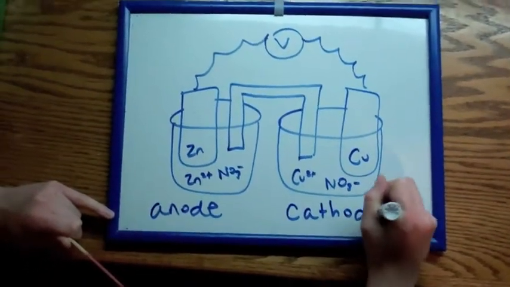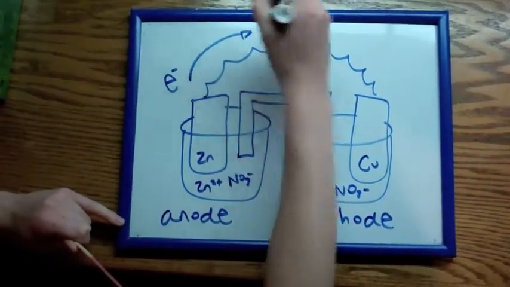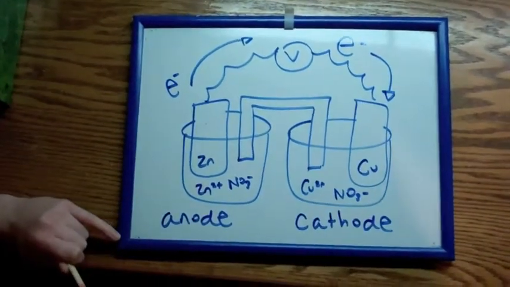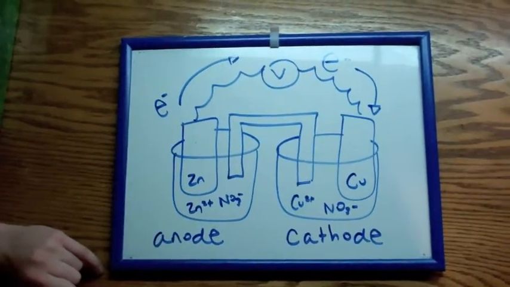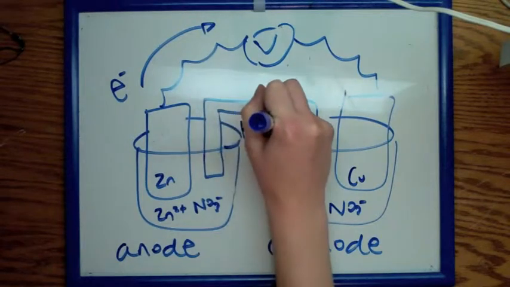A wire connects both half cells and allows for electrons to flow from the anode to the cathode, since the electrons that are lost in an oxidation reaction are gained in the reduction reaction in the corresponding cell. There is also a salt bridge which connects the two solutions.